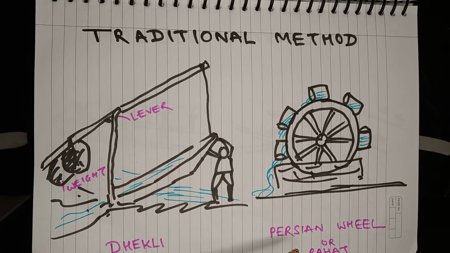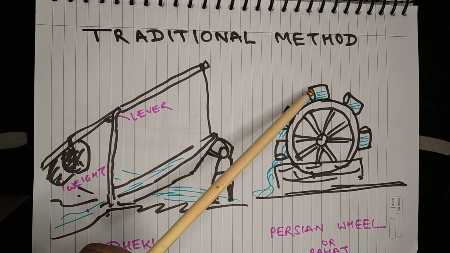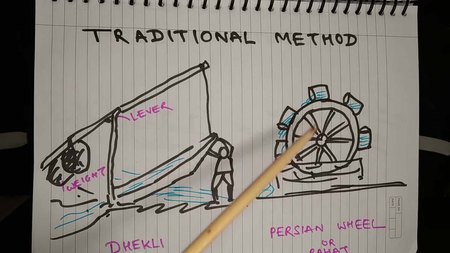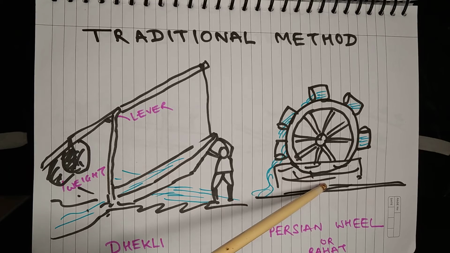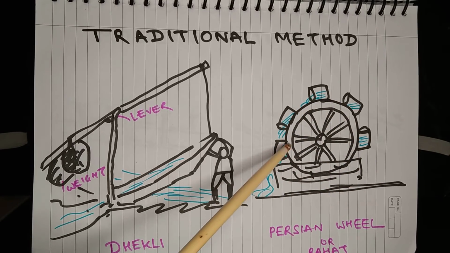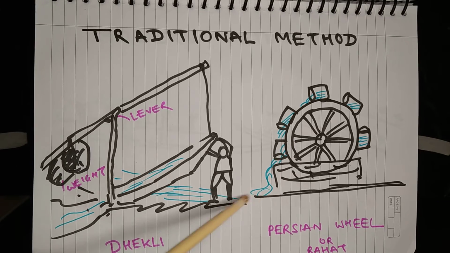Next method is Persian wheel, and this is locally called rahat. The Persian wheel has got its name because it came from Persia. It is composed of a giant wheel to which many buckets are attached to the rim. This wheel is turned with the help of animals. So what happens when the wheel turns, this bucket goes down to the water reservoir and gets filled. Now when the wheel turns further, the bucket gets emptied into the channel, which takes water to the farm.